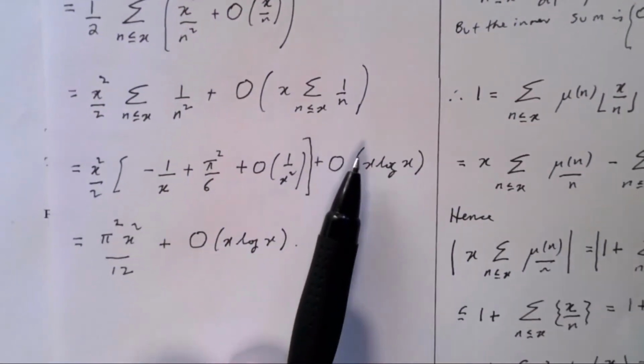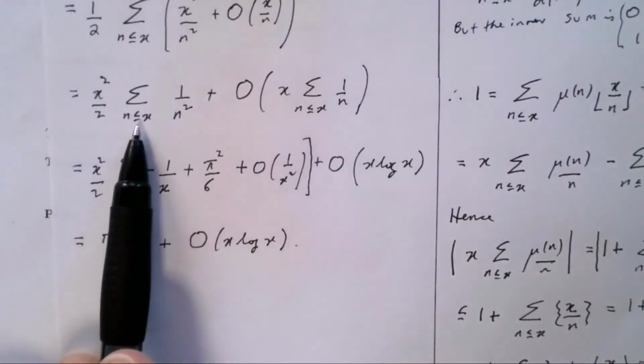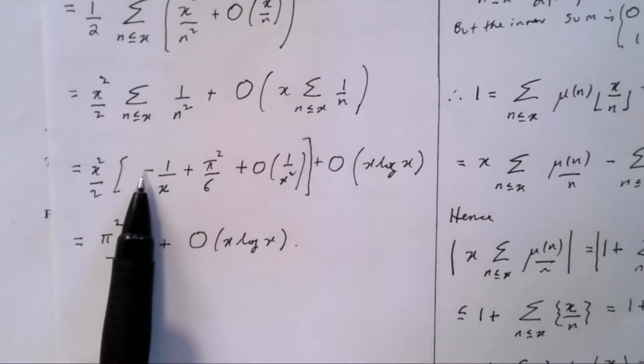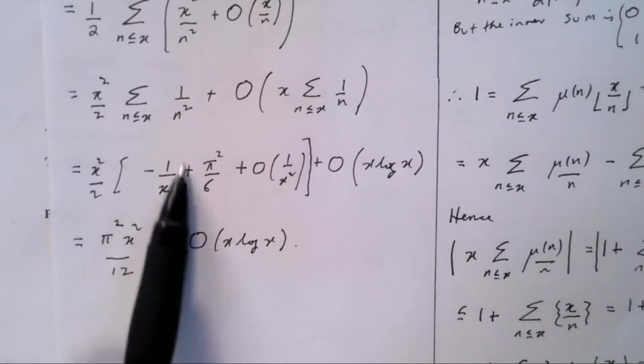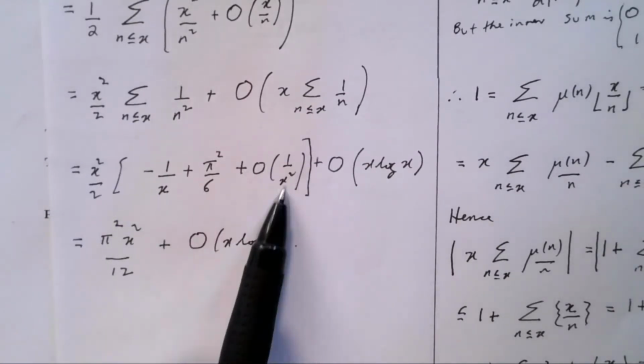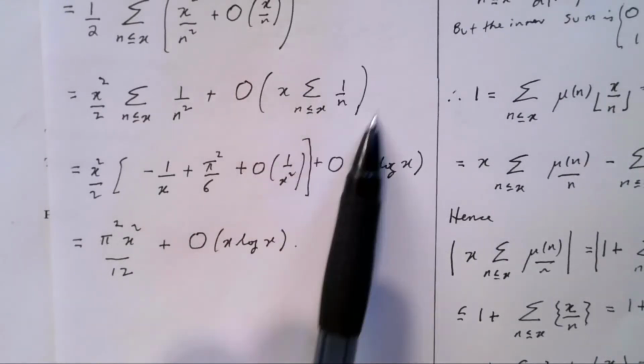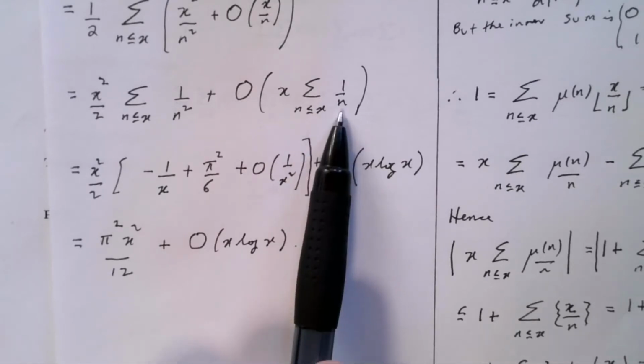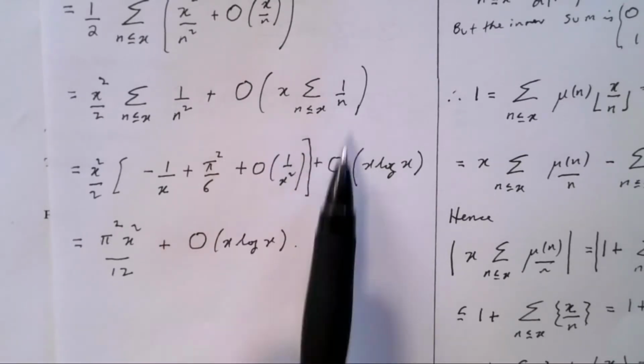Now we saw before from that lemma that the sum of 1 on n squared, for n less or equal to x, is minus 1 on x plus zeta of 2, that was pi squared on 6, plus big O 1 on x squared. And this other sum, we saw, was big O log x, and so the whole thing is big O x log x.